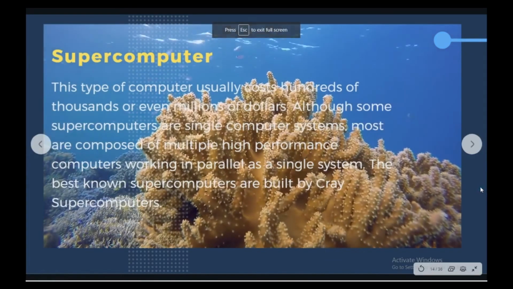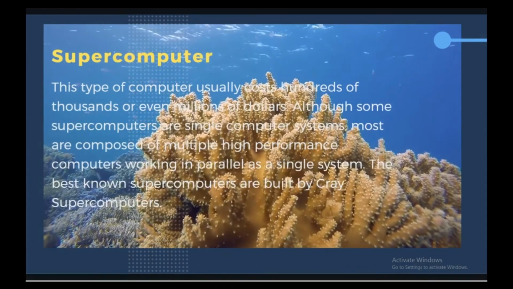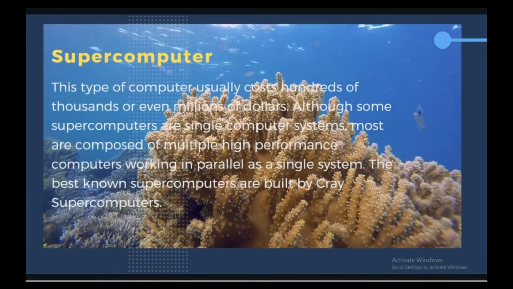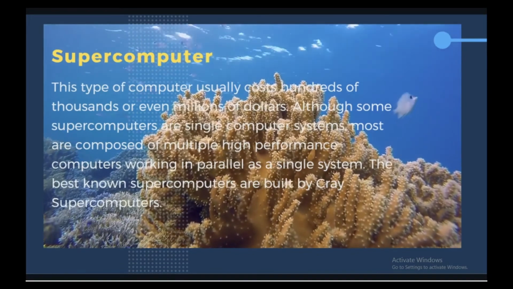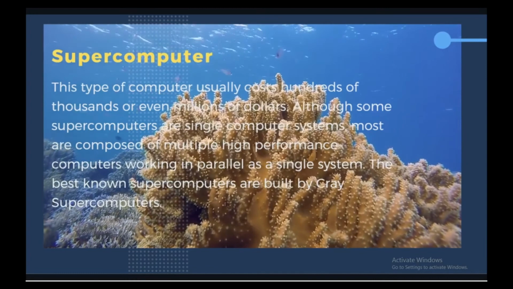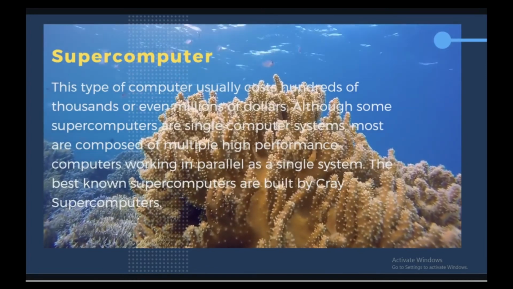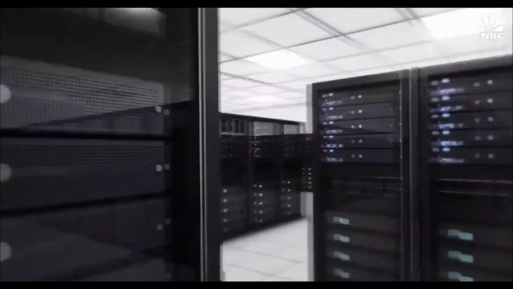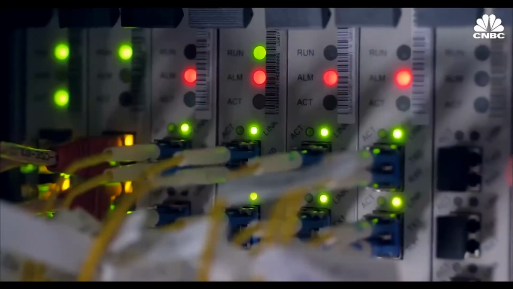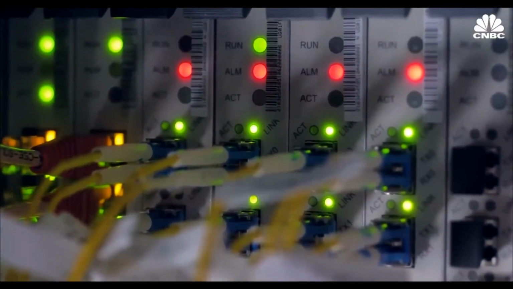Supercomputer. This type of computer usually costs hundreds of thousands or even millions of dollars. Although some supercomputers are single computer systems, most are composed of multiple high-performance computers working in parallel as a single system. The best-known supercomputers are built by Cray. Today's supercomputers are comprised of thousands of connected processors, and their speed has grown exponentially over the past few decades.